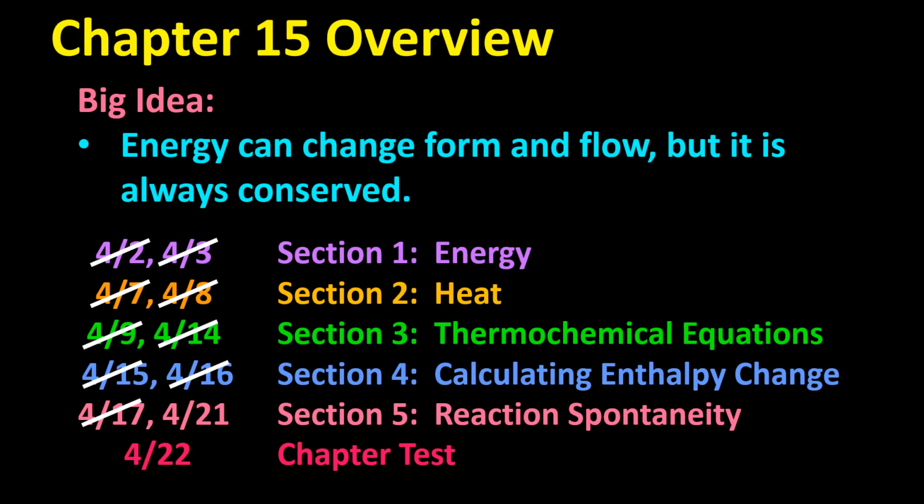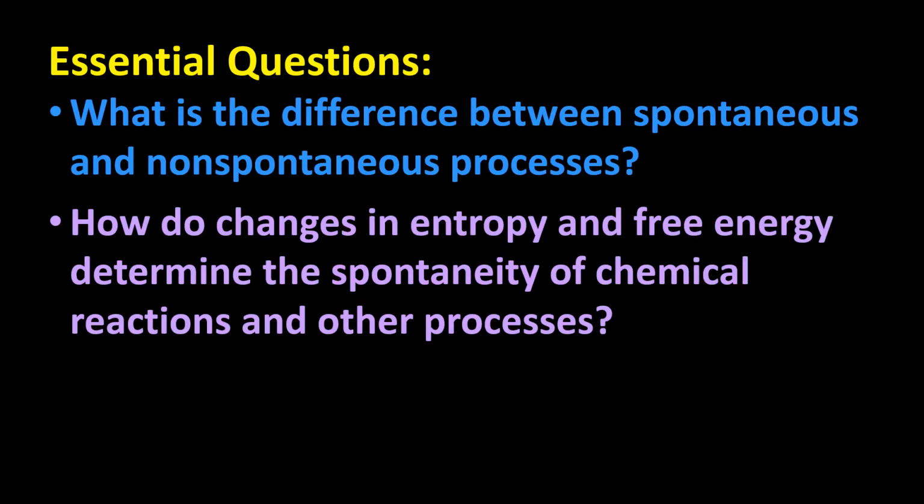So this is the last lesson in chapter 15, which means we're having a test next. The essential questions for this section are: what is the difference between spontaneous and non-spontaneous processes? And how do changes in entropy and free energy determine the spontaneity of chemical reactions and other processes?